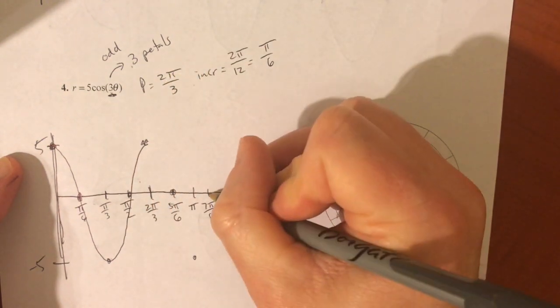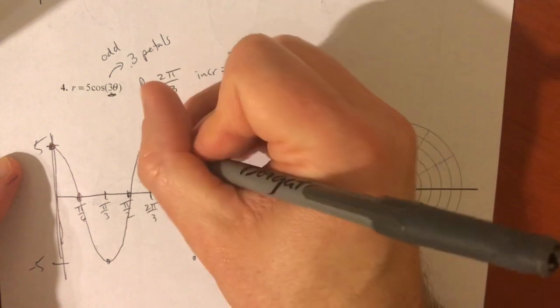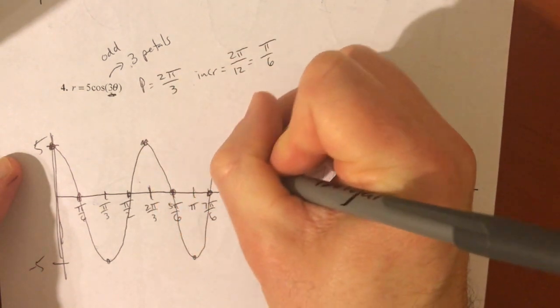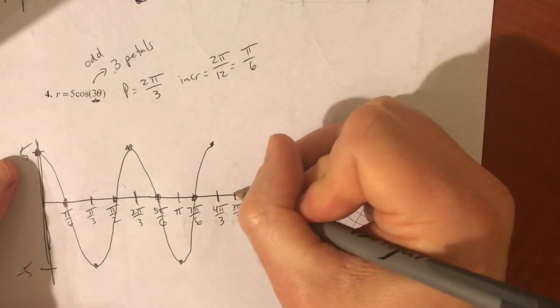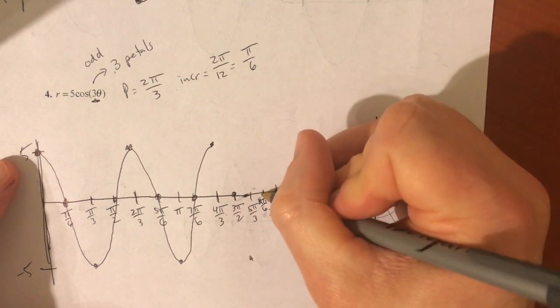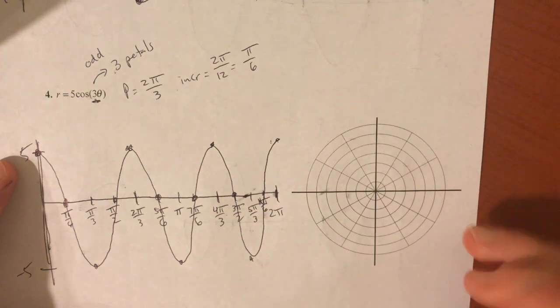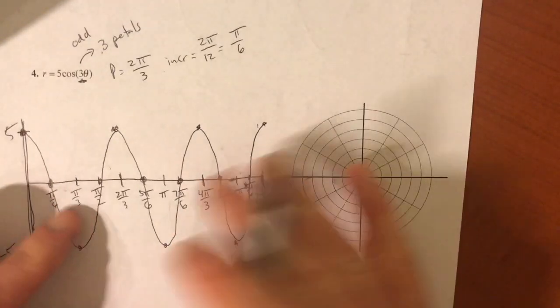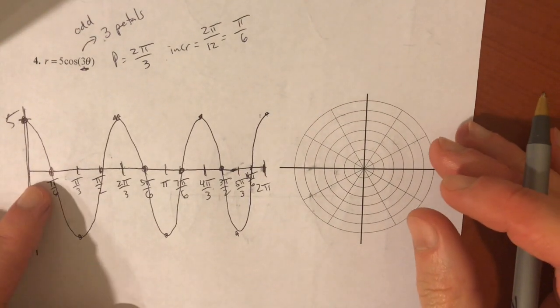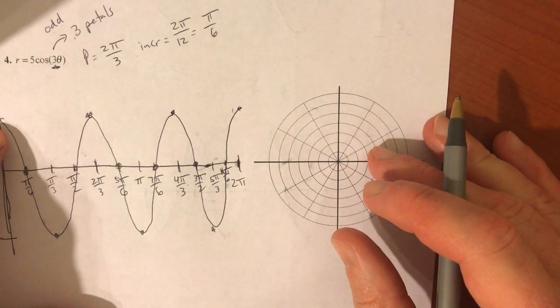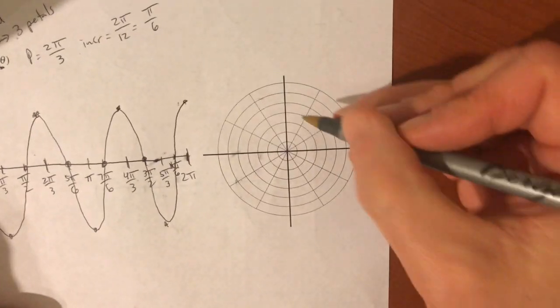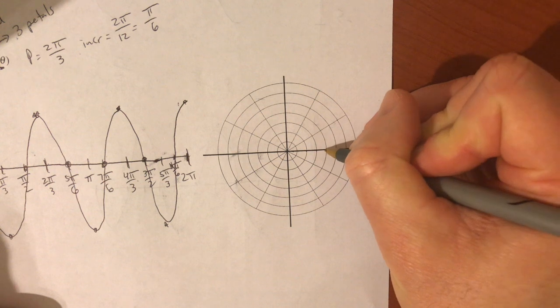Midline, trough, midline, crest. There's my second cycle. Midline, trough, midline, crest. There's my third cycle. Yeah, I got a little scrunch as I went along. So first point, r is 5, theta is 0. So that's going to start 1, 2, 3, 4, 5.